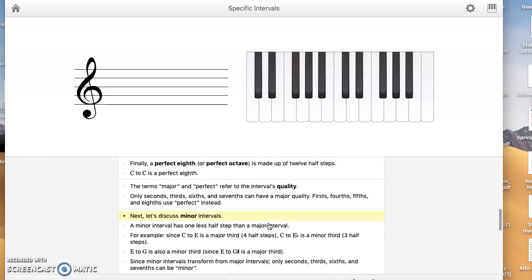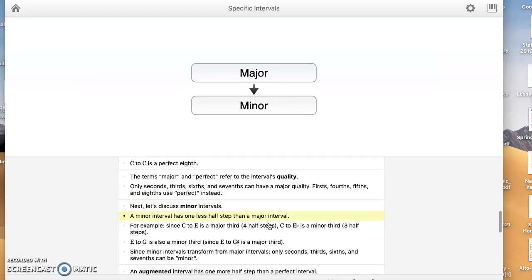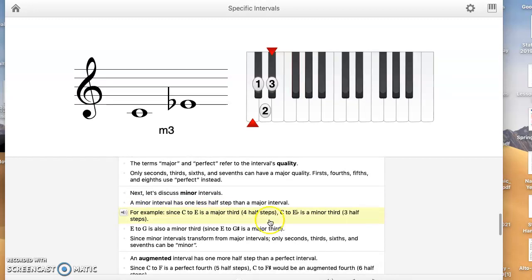Okay, let's talk about minor intervals. A minor interval has one less half step than a major interval. For example, from C to E flat is a minor third. C to E is a major third. C to E has 4 half steps: 1, 2, 3, 4. C to E flat has 3 half steps: 1, 2, 3. So minor, major.